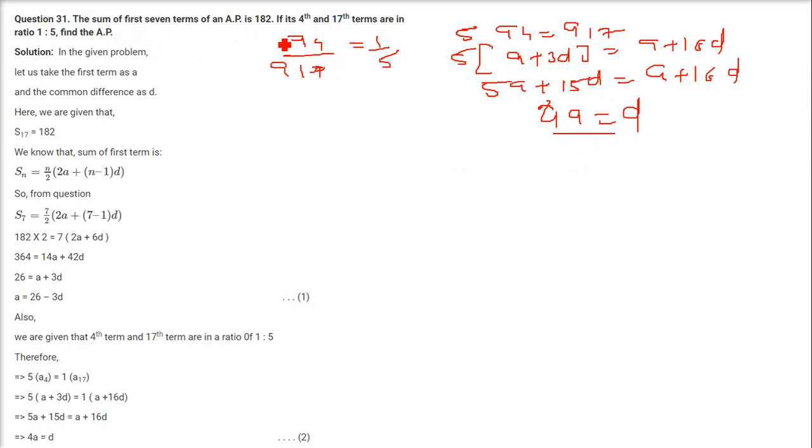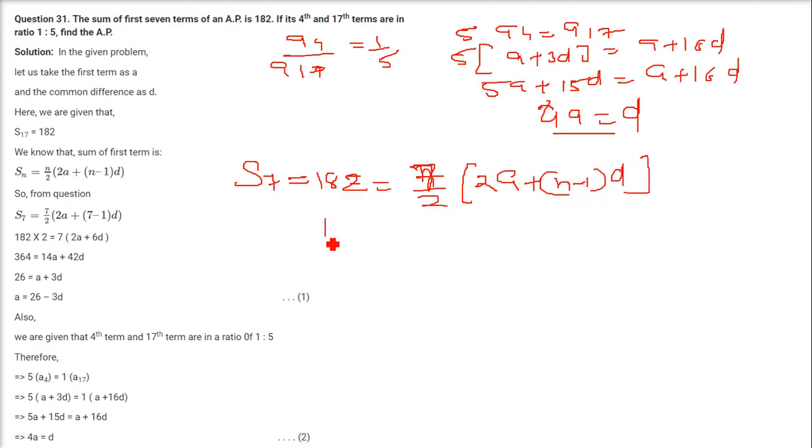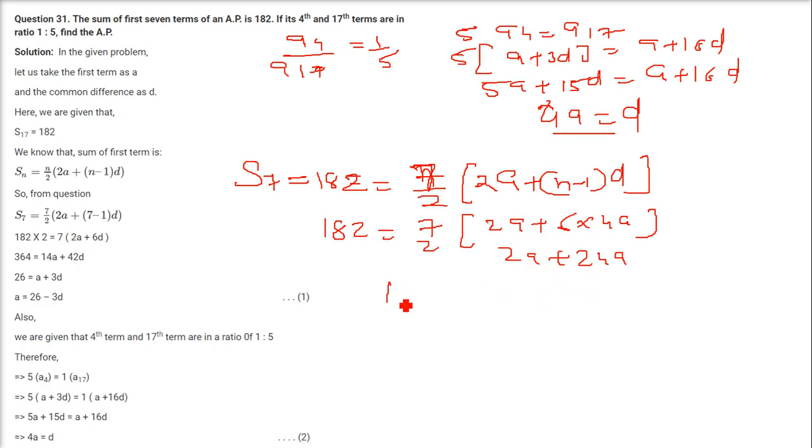Now the sum of first 7 terms is 182. So S7 is 182, which is given by n by 2, which is 7 by 2, into 2a plus n minus 1 into d, equal to 182. 2a plus 7 minus 1 is 6. In place of d, I am writing 4a. So what do you get? This 2a is 2a, and 6 4s are 24, so 24a. 24 plus 2 is 26. So what do you get? 182 into 2 by 7, over 26.